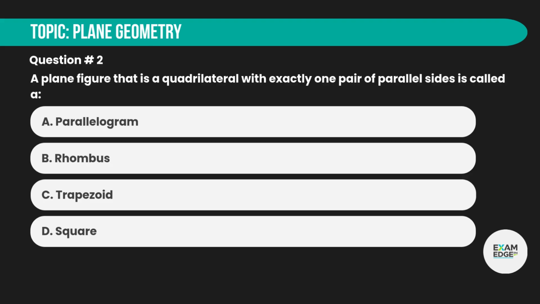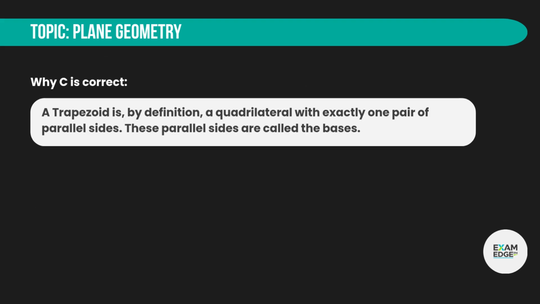Question number 2. A plane figure that is a quadrilateral with exactly one pair of parallel sides is called a: A. Parallelogram, B. Rhombus, C. Trapezoid, D. Square. Correct answer: C. Trapezoid.